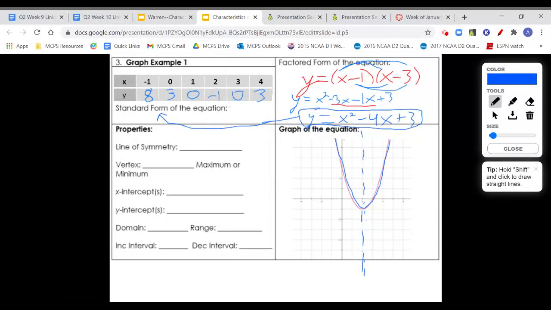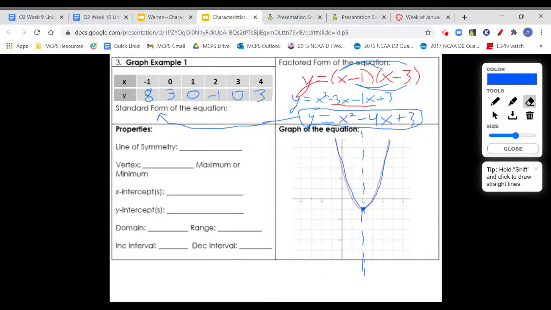Now, the line of symmetry will always go through the vertex, which is either the highest point or the lowest point. So if your function is facing this direction, there is a minimum right there. Whereas if your function were to face this way, your vertex would be at the top. But basically, your vertex is just that point where the function turns around.